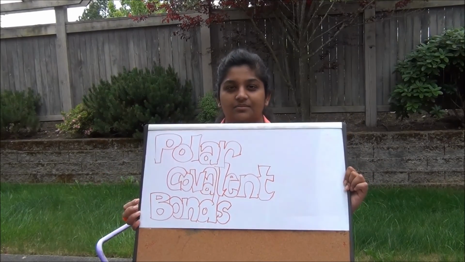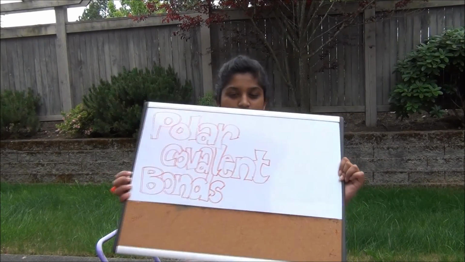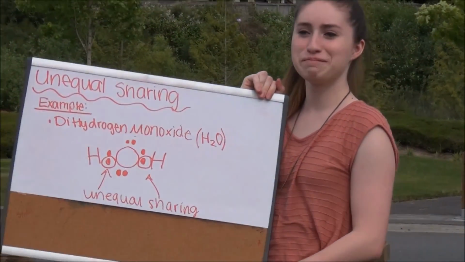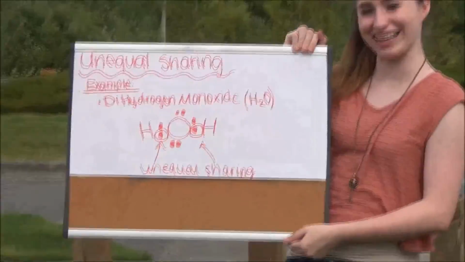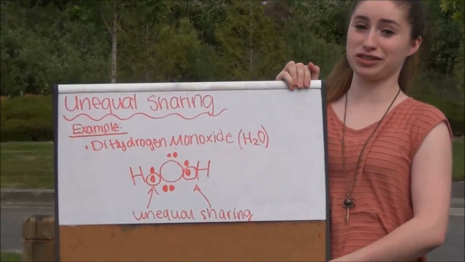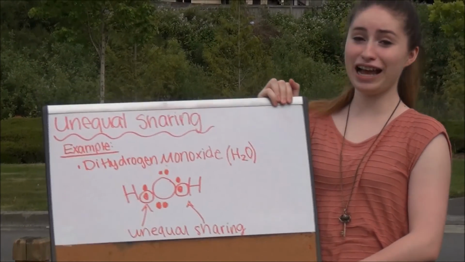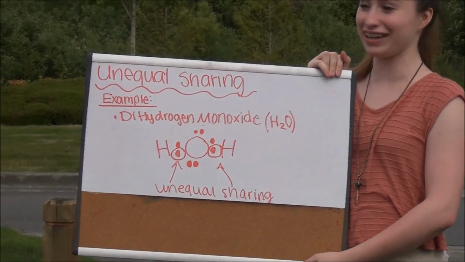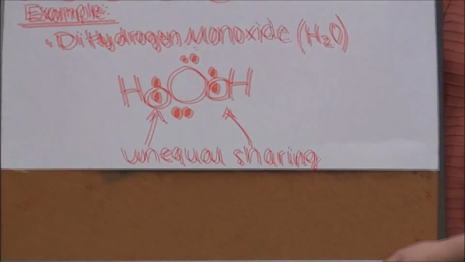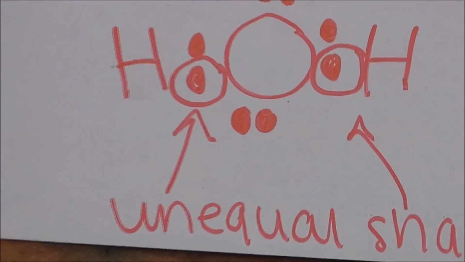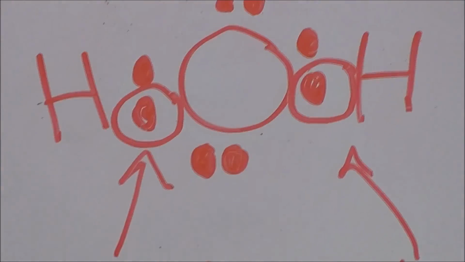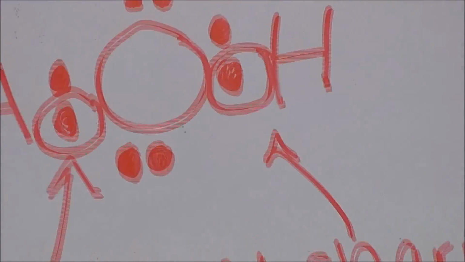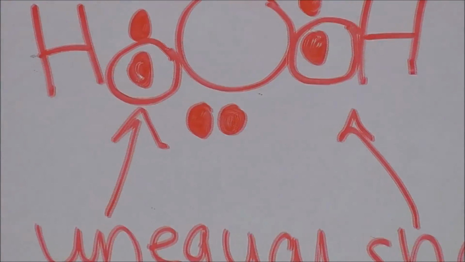Polar covalent bonds. This means unequal sharing. Dihydrogen monoxide, otherwise known as H2O, is a good example of unequal sharing. As you can see, hydrogen only has 1 electron, but oxygen has 6. This is an example of unequal sharing.